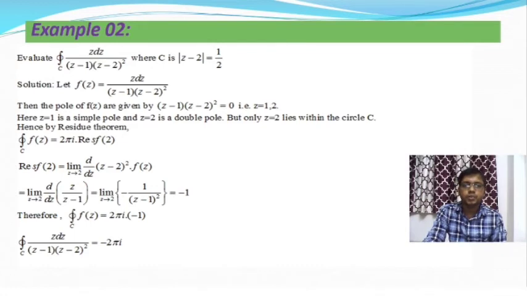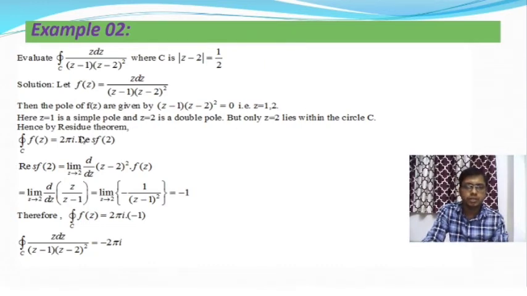But only z is equal to 2 lies within the circle C. So modulus of z minus 2 is equal to 1 by 2. This is the circle whose center is at the point (2, 0) and radius is equal to half. So z is equal to 1 is a point that does not lie within the circle. So the residue at the point z is equal to 1 is 0, and z is equal to 2 is a point that lies within the circle. Therefore the residue theorem is applied at the point z is equal to 2.